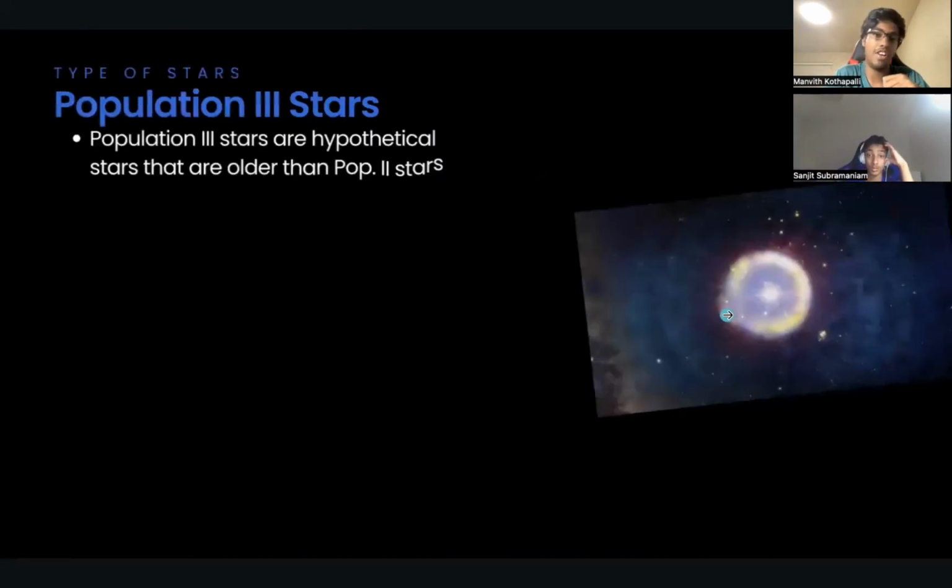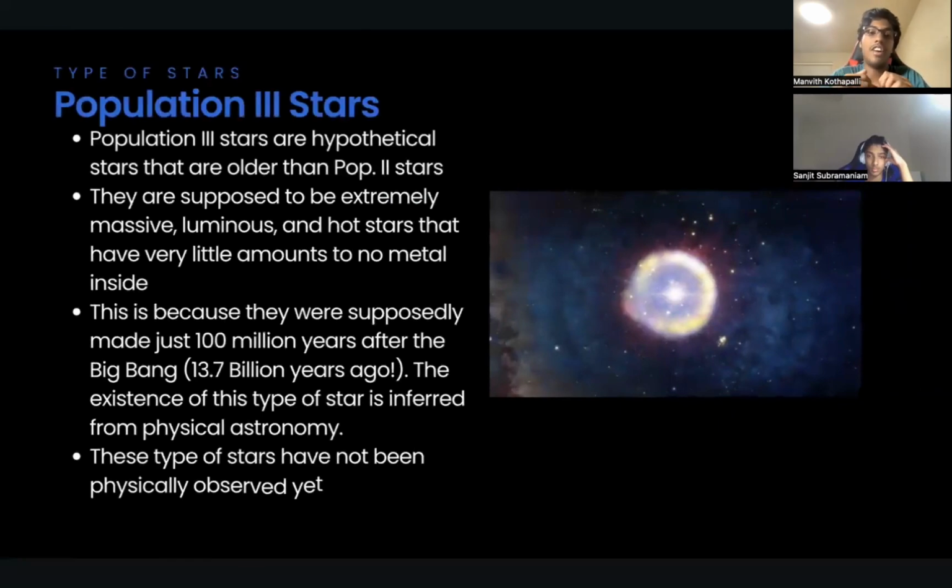Now let's talk about population 3 stars. Population 3 stars are hypothetical stars that are the oldest of all stars. They're supposed to be extremely massive, luminous, and hot stars that have very little to literally no metal inside of the star.